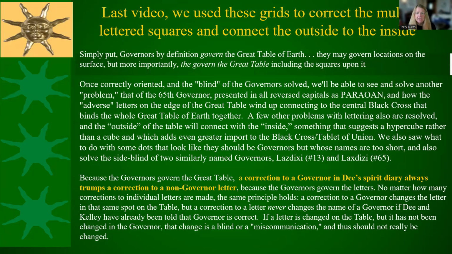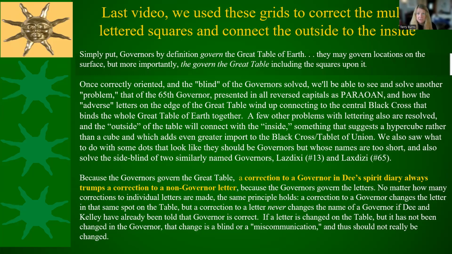Anyway, last video, we used these grids to correct the multi-lettered squares. We used a simple principle. The proof of it is excruciating, but the principle is simple. The governors govern the Great Table of Earth, so if there is a conflict between a letter in a square and a governor that should be in the square and they're different, the governor wins. Every single square on the Great Table of Earth has a governor in it, so that means there's a bunch of letters that aren't governors, and you just get rid of them. And then all of these other problems resolve themselves.